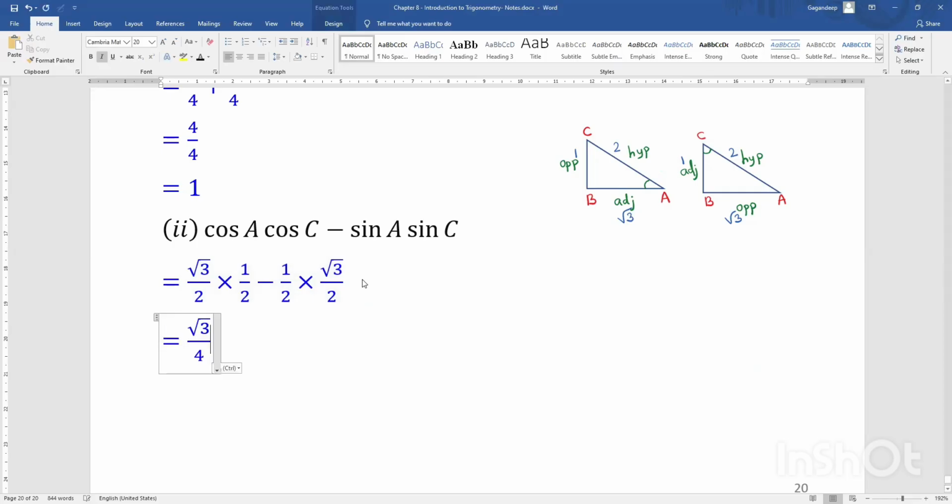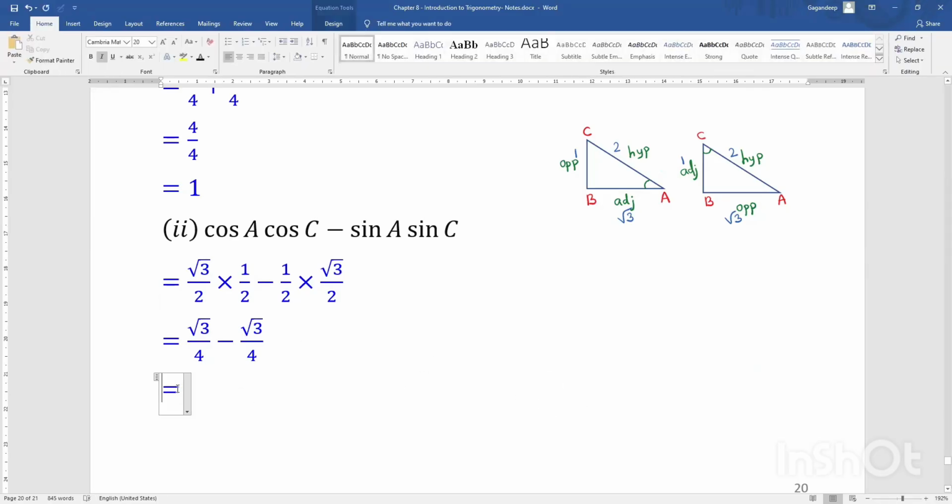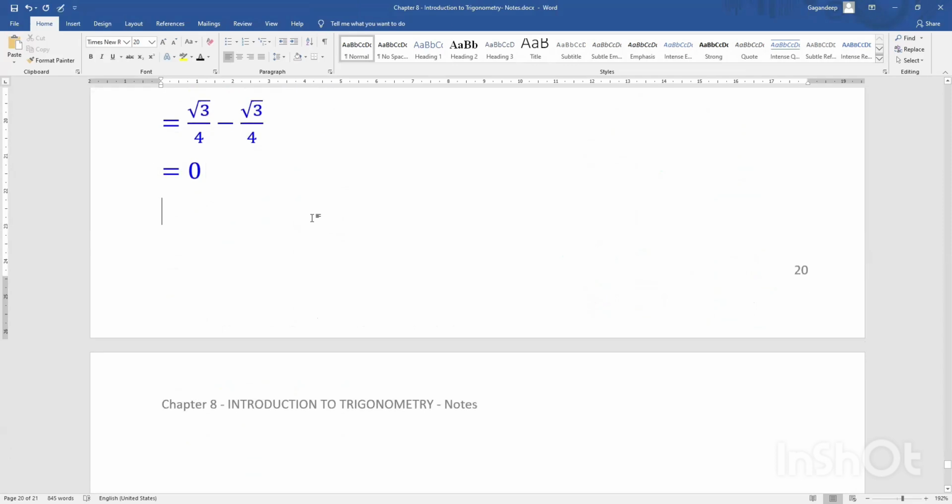So 3 by 4 minus root 3 by 4 is equal to, so 3 by 4, 3 by 4 subtraction, you get it as 0. So this is the answer. Okay. Now I move on to the next question.